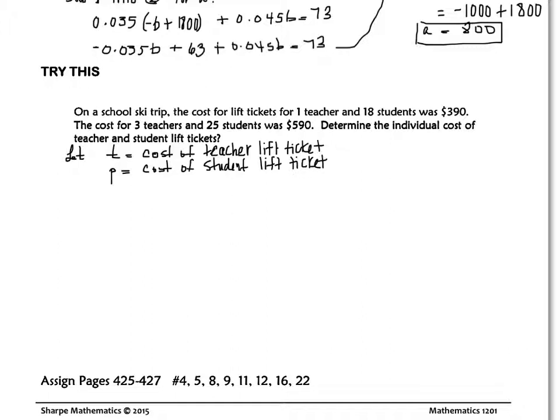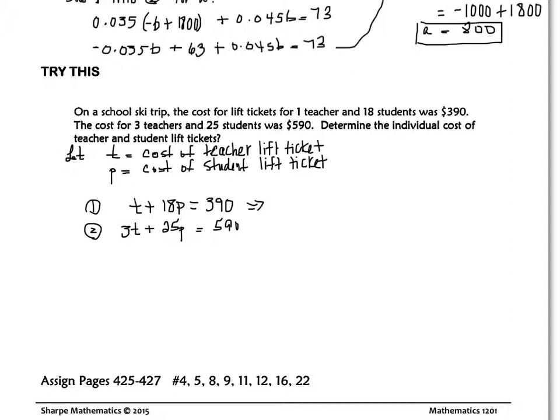So we have to come up with two equations now because we have two unknowns. You know that the one teacher ticket plus the 18 student tickets cost $390. So that would be one equation. And then 3 teacher tickets plus 25 student tickets cost $590. So those would be your two equations, equation 1 and equation 2.